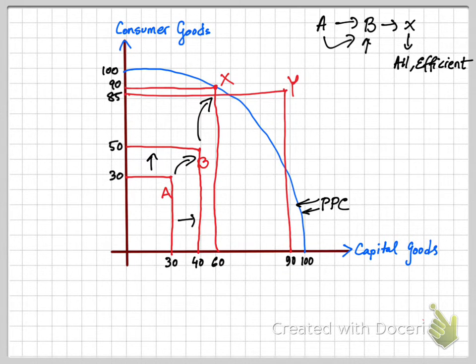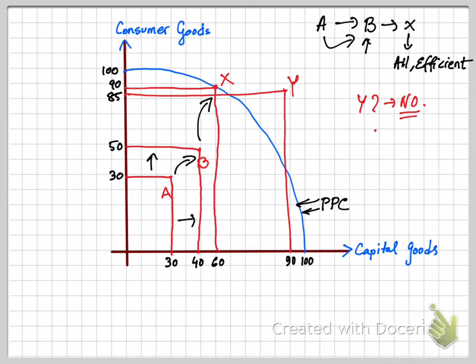What about point Y? Can you produce 85 consumer goods and 90 capital goods at the same time? The answer is no. And this is because at this point, it becomes unattainable for you. You do not have enough resources to make that combination of goods and services that you want. You cannot make 85 consumer goods and also make 90 capital goods at the same time. You simply do not have the amount of resources required to do that.